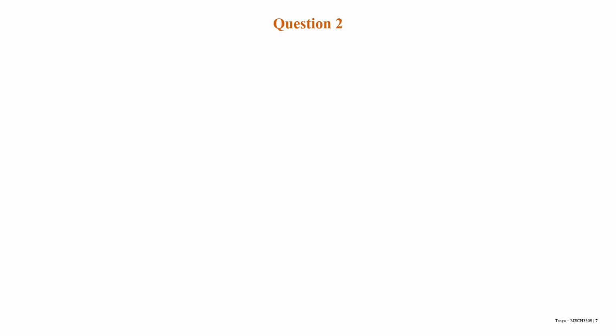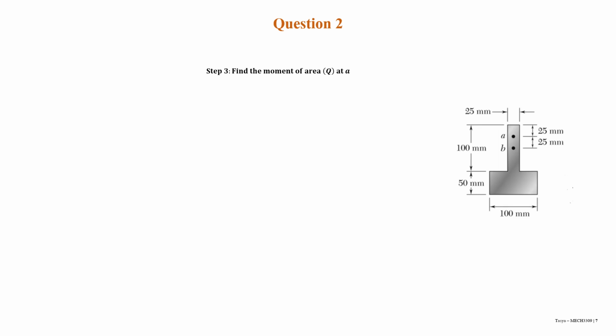For the next step, we need to find the moment of area, or Q, at A. Here is the figure for the dimension and benchmark. Area A, this one, is known to be pictured like this. The green shadow here is the area of A.